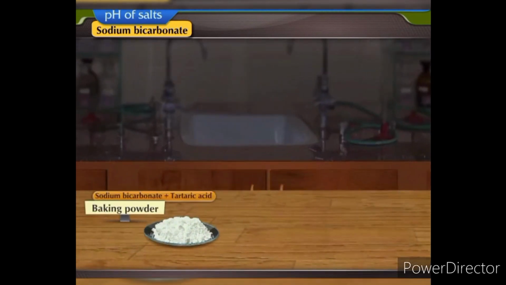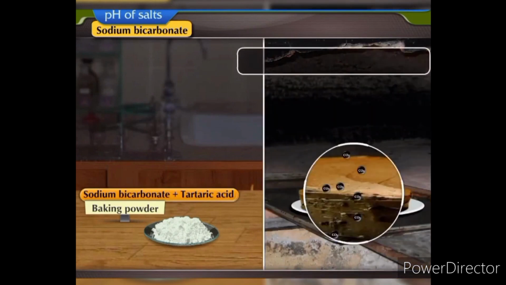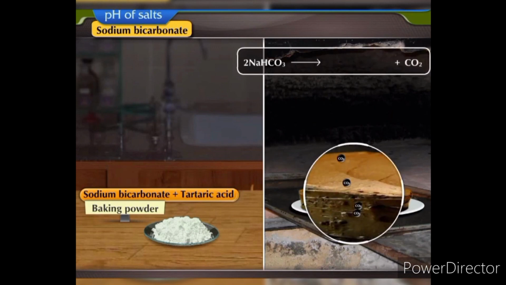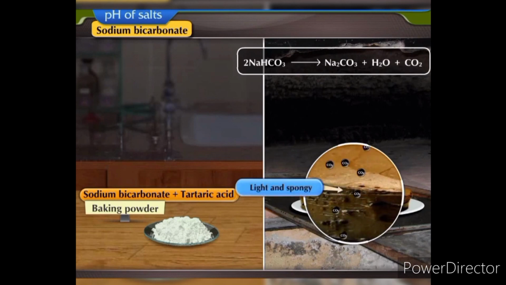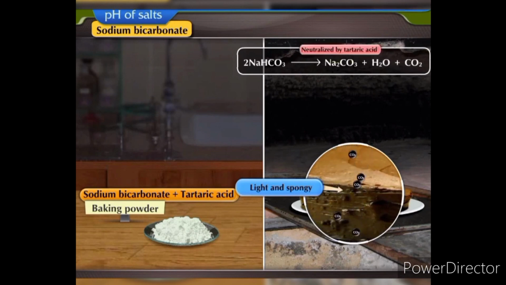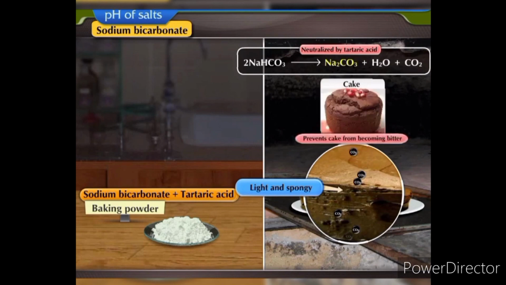Baking powder is a mixture of sodium bicarbonate and tartaric acid. When baking powder is heated, sodium bicarbonate decomposes to produce carbon dioxide, water, and sodium carbonate. This carbon dioxide that is produced causes the cake to rise, making it light and spongy. The tartaric acid present in baking powder neutralizes sodium carbonate and prevents the cake from becoming bitter.